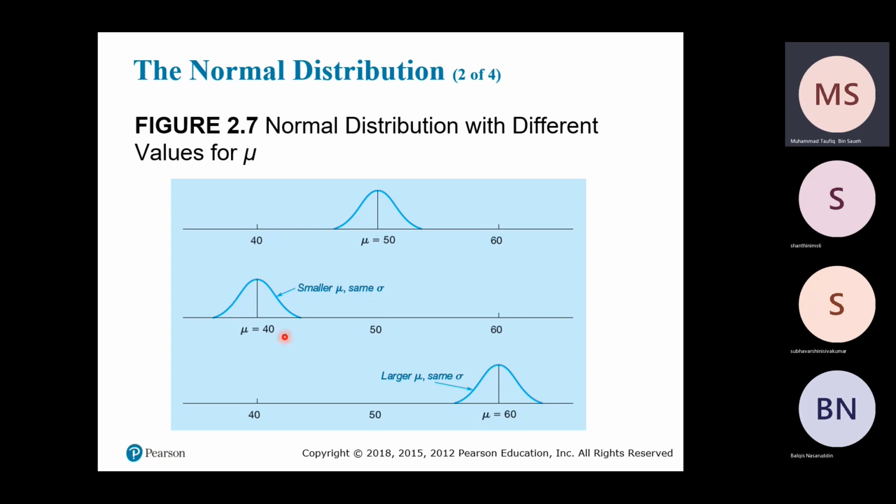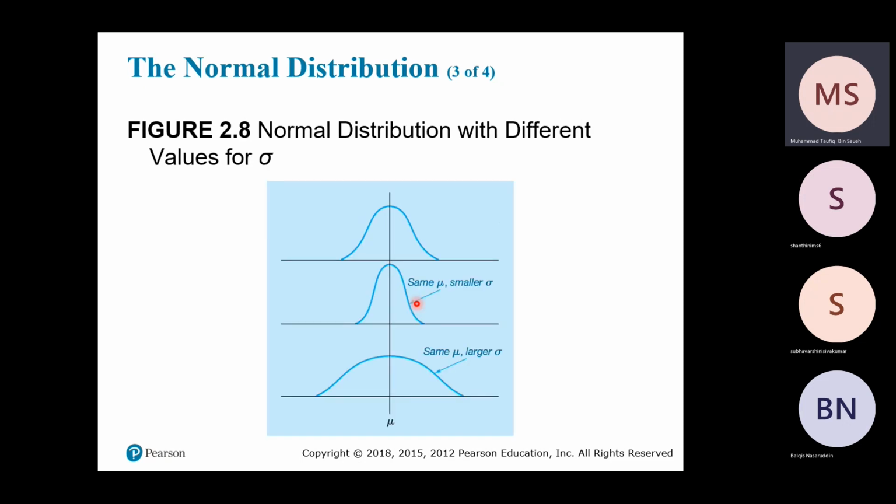But the shape of your distribution is similar. So the mean value will only shift your distribution. It will not change your distribution shape. That is the effect of mean. But what is the effect of standard deviation? Standard deviation will affect the shape of your distribution, that it will affect the shape of your curve.